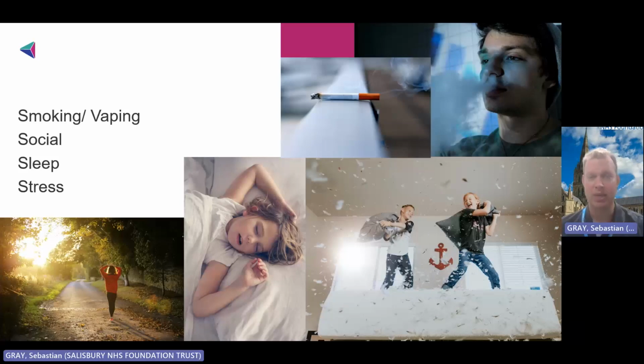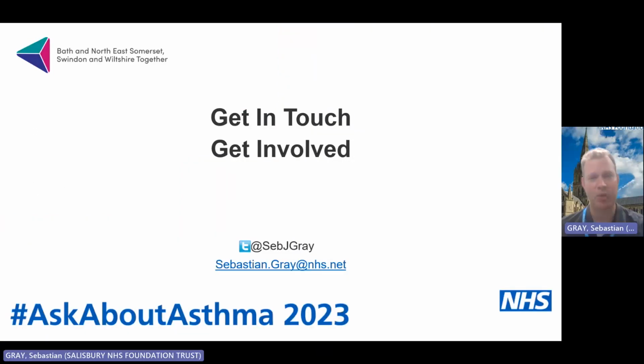Smoking, and increasingly more important in young people, is vaping as well, and the use of e-cigarettes. Social, are they able to interact? Are they getting peer pressure to partake in smoking and vaping? Sleep, we know, interacts particularly with health and can impact on asthma. And stress, which is a trigger in itself and can culminate in a vicious cycle, all of which need to be addressed. Get the basics right.